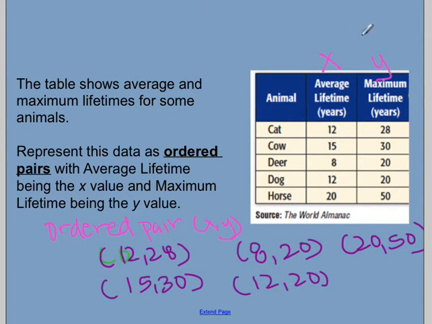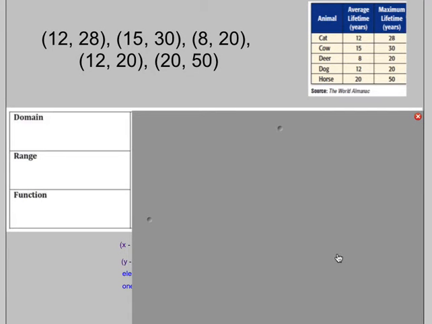Okay, lots of times you're going to have a table of information. Typically the first column is your x and then the second column is your y. So we have the ordered pairs listed here, from the table before, and we're going to talk about what is the domain for this information. Okay, so domain is right here the x values. Those are our x values. So if we're talking about the example we have here, we list out the x values. So there's 12, 15, 8, 12, and 20.